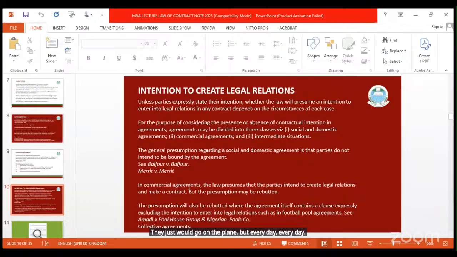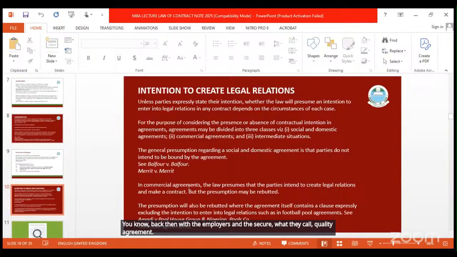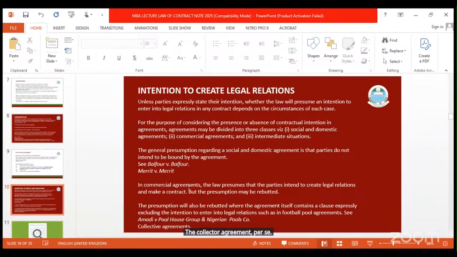Then you also have another example, which is collective agreement, labor union. When the labor union bargains with the employers and they secure what they call a collective agreement, it's in a commercial setting. Labor law, labor practice is a commercial setting. The collective agreement per se is not binding. It's not binding until it's integrated into conditions of service. That's when it becomes binding.